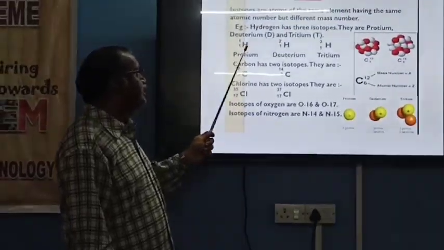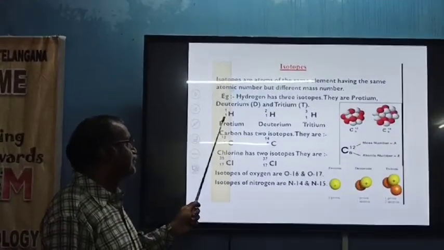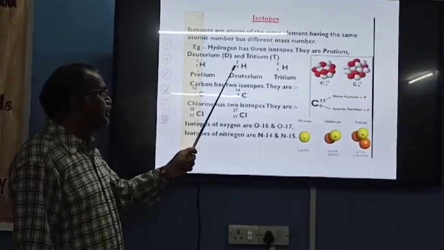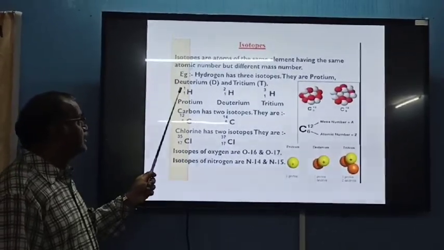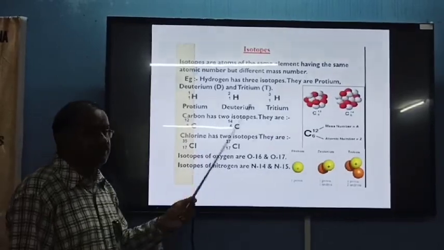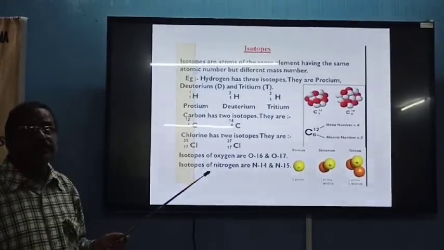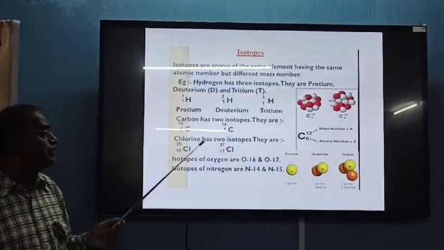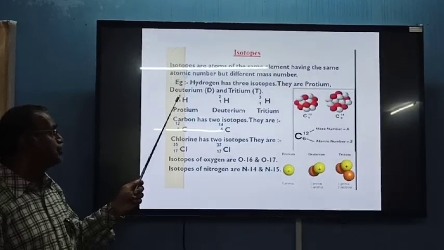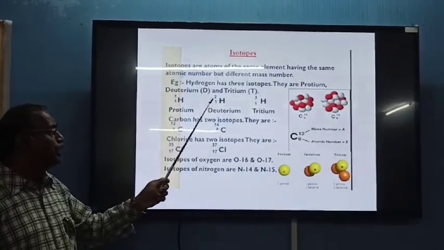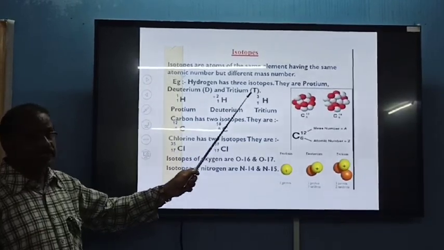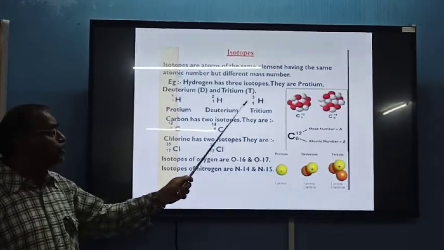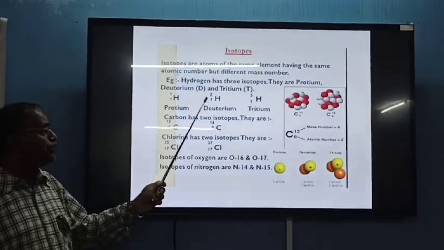See, hydrogen has atomic number one. The atomic number is the same, but the masses are different: 1, 2, 3. Why are the masses different? Because of the presence of neutrons. Here 1 minus 1, 0 neutrons. 2 minus 1, 1 neutron. 3 minus 1, 2 neutrons. So because of the different neutrons, you have different types of particles.